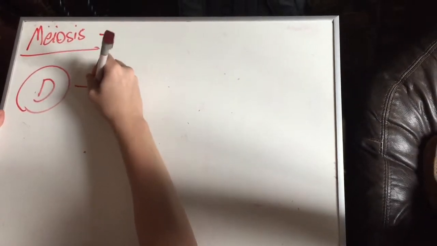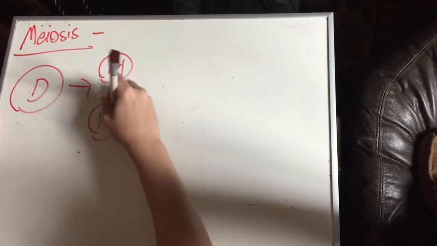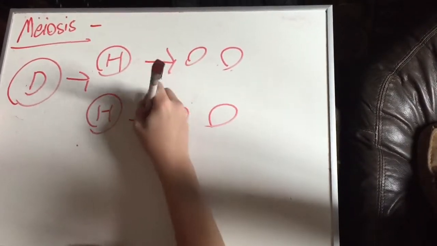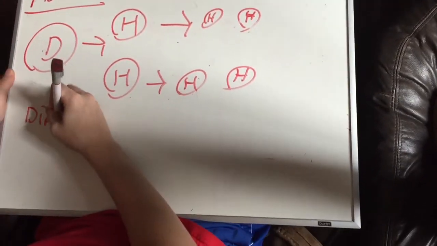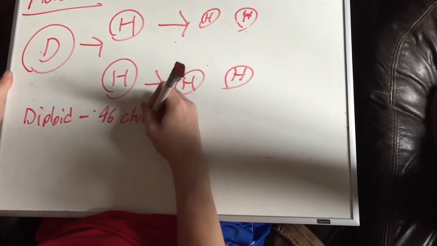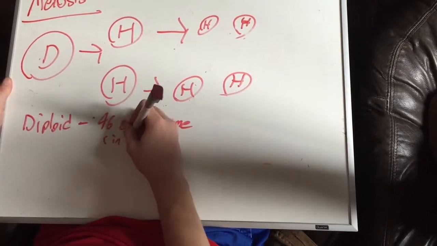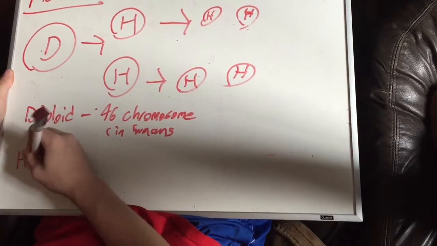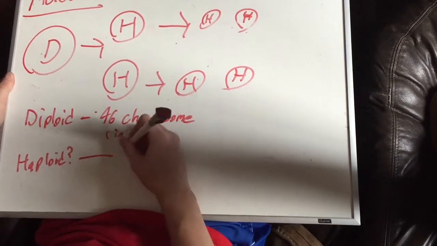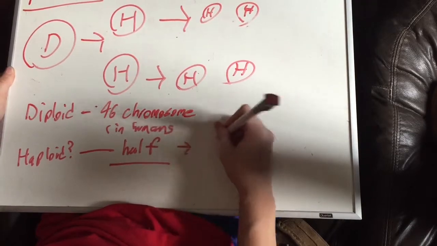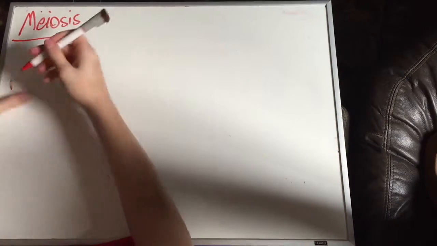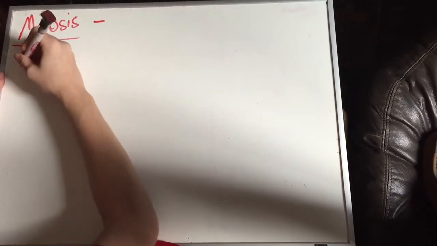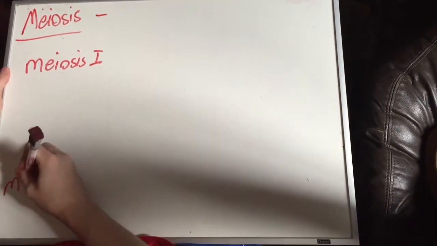Meiosis: the cellular division of one diploid cell into four separate haploid sex cells. Diploid means that the cell contains 46 chromosomes, and haploid means that the cell only contains 23 chromosomes. Now, meiosis is split into two parts, meiosis 1 and meiosis 2.